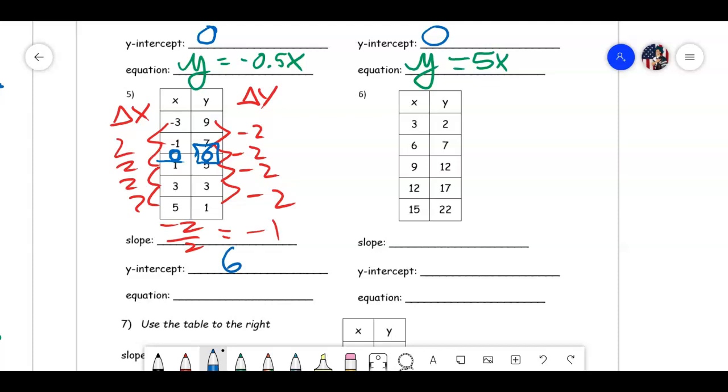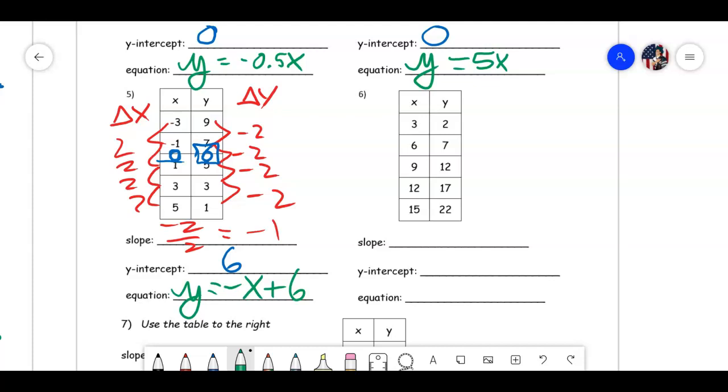What's my equation going to be? Now, negative 1x, usually don't see that. You usually just see it as negative x. Both are fine, either way. And then plus 6. Perfect. Okay. All right. Number 6.